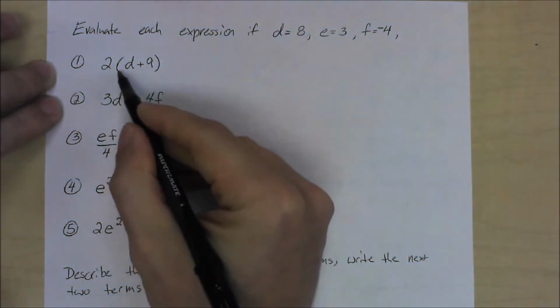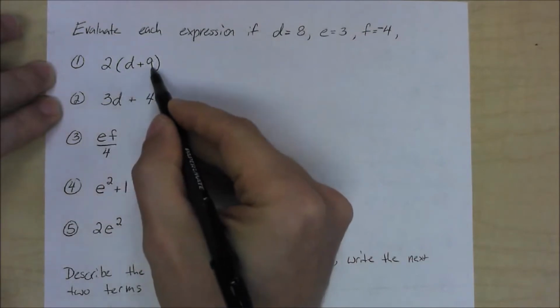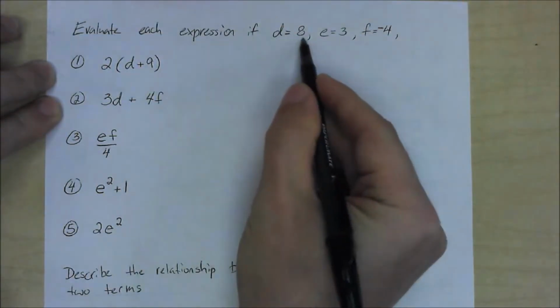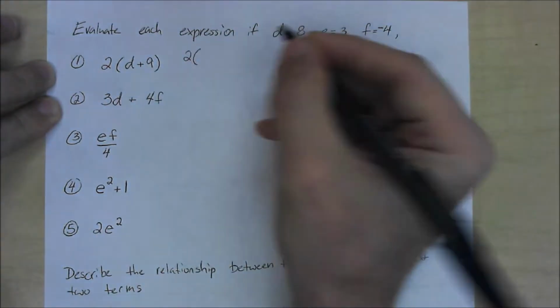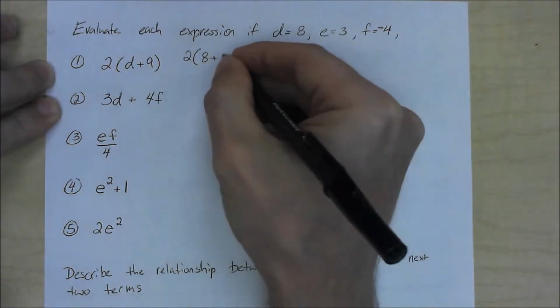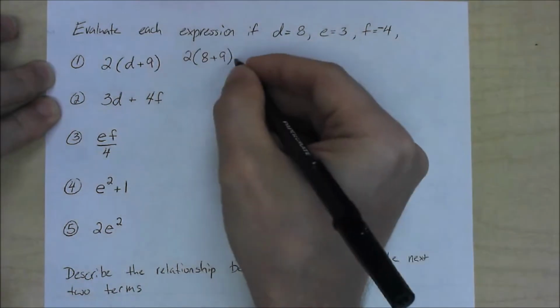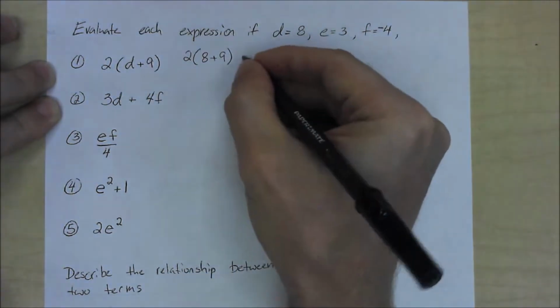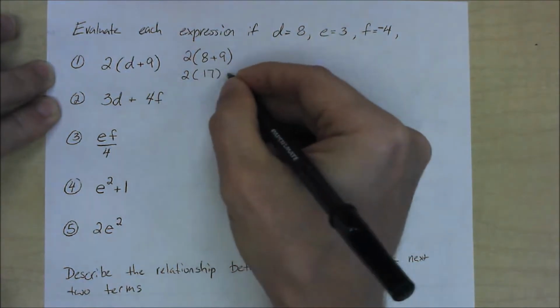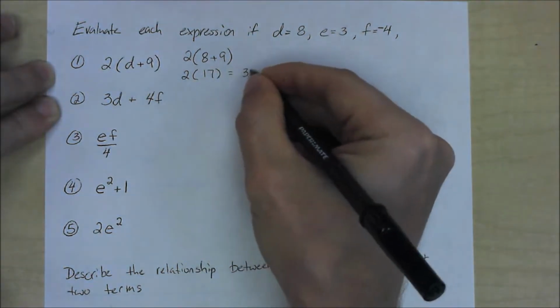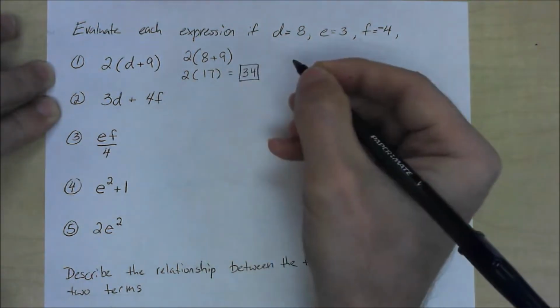So for this first one, it says 2 times the quantity D plus 9. Now, D equals 8, so we're going to rewrite this as 2 times 8 plus 9. 8 plus 9 is 17, so we're going to rewrite this as 2 times 17, and 2 times 17 is 34, and that's our answer.